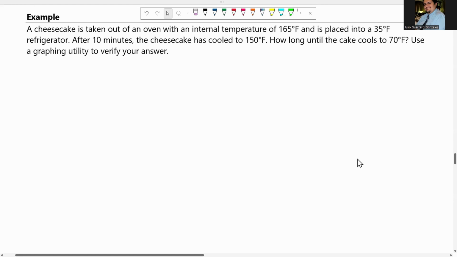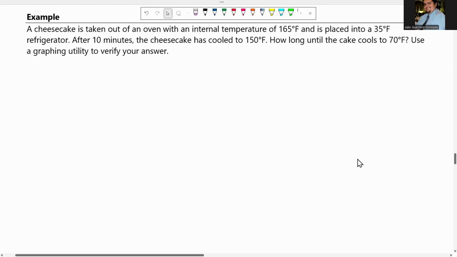Suppose I had a cheesecake that I took out of the oven, and that cheesecake, when I took it out of the oven, was 165 degrees Fahrenheit. I placed it into a refrigerator that's 35 degrees Fahrenheit. After 10 minutes, the cheesecake is cooled to 150 degrees Fahrenheit. How long will it take that cake to cool down to 70 degrees? I want to use the graphing utility to verify my answer.